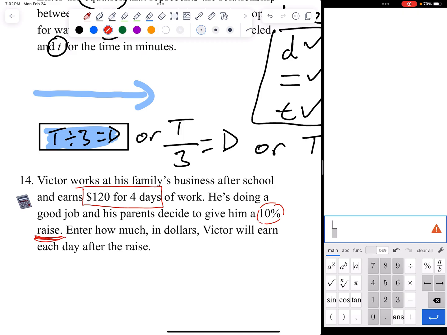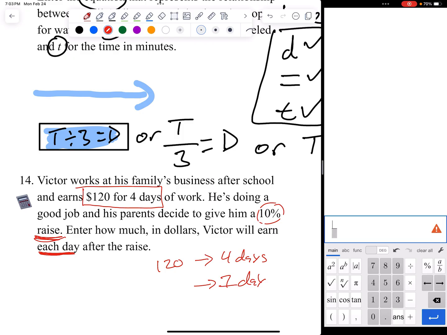All right, good job, Victor. So enter how much in dollars Victor will earn each day after the raise. So, let me think about it. I got to break things down here, all right? So I care about each day, right? So if I know that $120 is for 4 days, how do I figure out how much you earn in 1 day? And to me, this is like ratios, right?